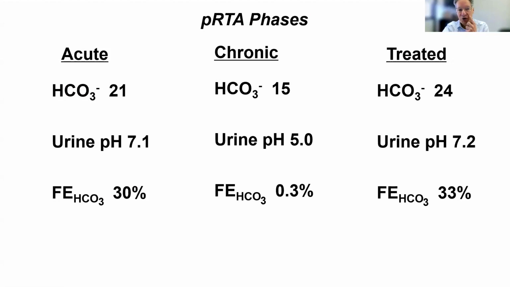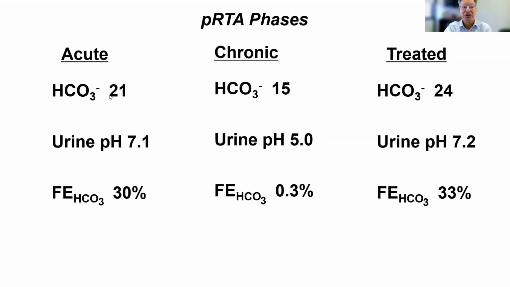What I'd like to do is focus a little bit on the proximal RTA phases, which not everyone is aware of. Simplistically, people think with every proximal RTA, there's going to be bicarbonate in the urine, and that, as I mentioned before, is not true. So we divide it up into acute, chronic, and treated because we find different phenomenology in all these phases.